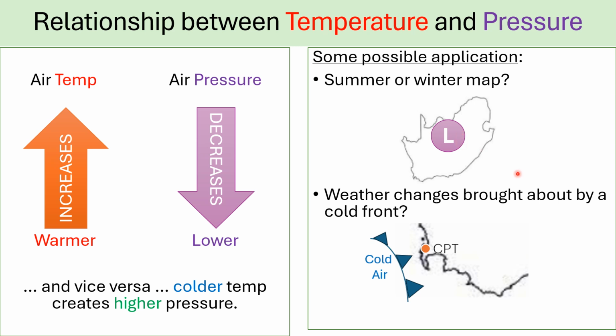As you progress through the grade 12 content, questions around weather changes that are brought about by a cold front will arise. As the cold front brings with it cold air and colder temperatures, it means that it also brings along higher pressure. In this instance, the temperature at Cape Town, for example, will decrease, but the pressure will start to increase. It is vital to remember this relationship between air temperature and air pressure.